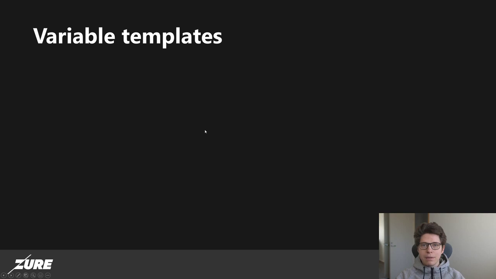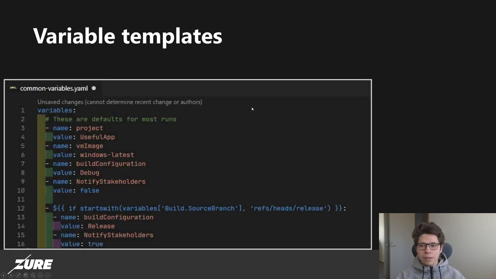The same thing can be done with variables as well. So basically, we have a common variables file. We specify some default variables for ourselves. In this case, a project name, VM image, build configuration, and also notify stakeholders, which has a value of false. But we can check that if our source branch, in this case, is a release branch, well, we can say that build configuration is now release and notify stakeholders is true.